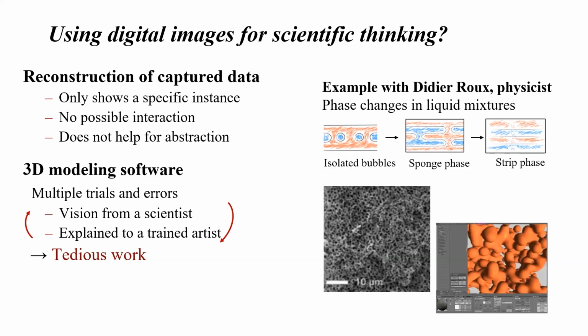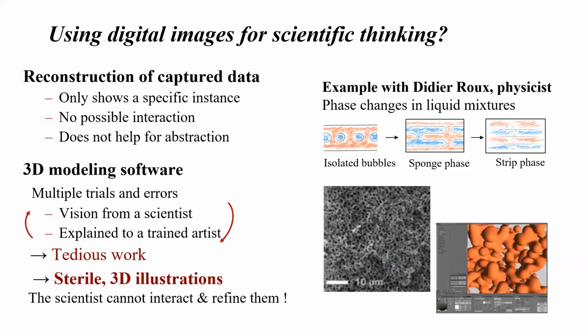And the problem if you do that is that the vision of the scientist needs to be explained to somebody else, and it will not correspond immediately. So you have lots of trial and error. It's tedious work. And when it is finished, when finally you see this animation, it's a sterile 3D illustration. The scientist cannot interact or refine his model, because when he sees that, he may want to zoom, to add detail, to sketch detail, and to refine his thinking. This is not possible with current modeling software.